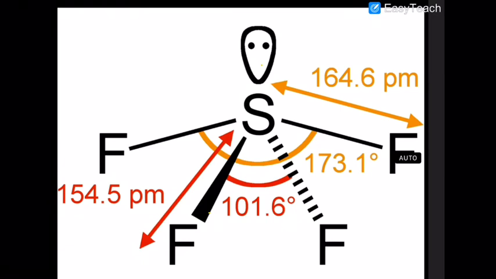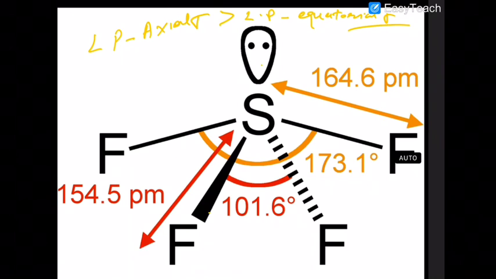But remember that lone pair-axial sigma bond repulsion is more than lone pair-equatorial sigma bond repulsion. So the lone pair gives more repulsion to the axial bonds and less repulsion to the equatorial bonds. I am repeating once more. The lone pair gives more repulsion to axial bonds and less repulsion to equatorial bonds. That is very, very important.